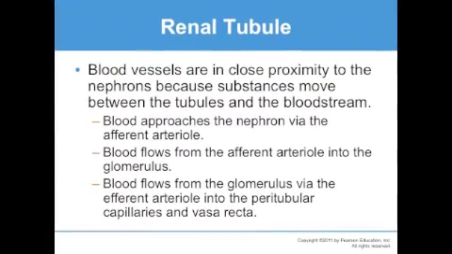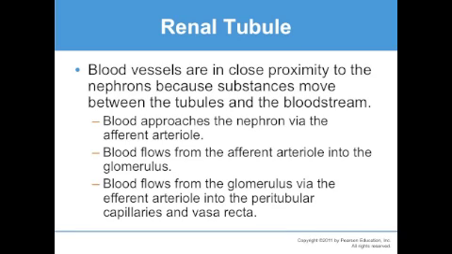Once again, if you refer to page 437, and again at that figure 17-5, you can see that the blood vessels in this area, around the renal tubule, are very close in proximity to the nephrons, because the substances that are removed or retrieved from the renal tubules don't have to travel very far in order to make that journey.